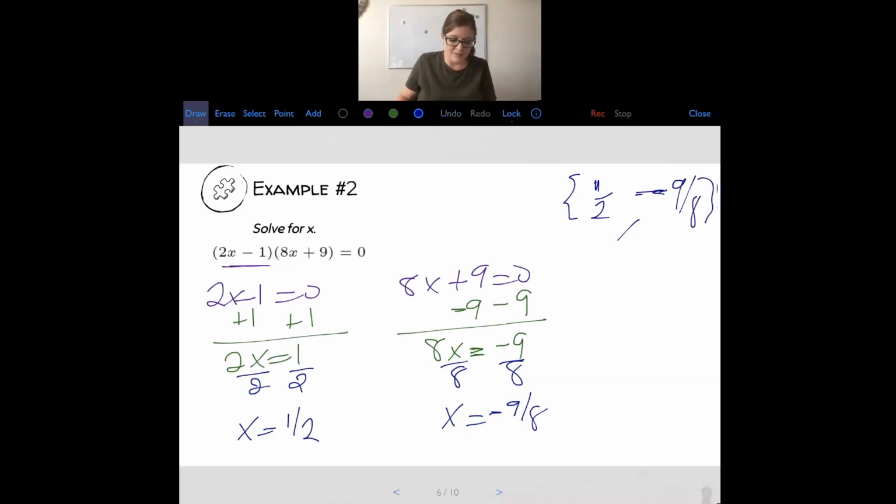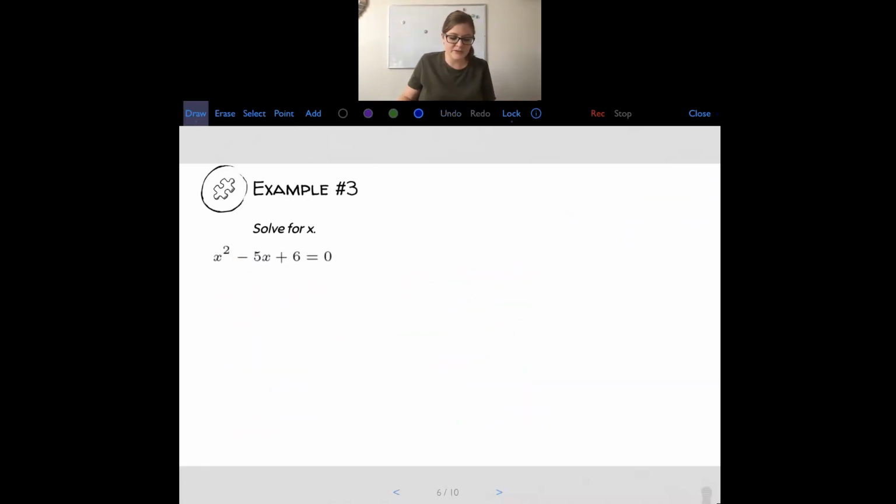Okay? Some more examples. So solve for x: x squared minus 5x plus 6 is equal to 0. If you're going to solve by factoring, you want to make sure that your quadratic equation is equal to 0 so that you can use the property we previously talked about. So to factor here, we're looking for two numbers that multiply to 6 and add to negative 5. In this case, we're looking for two negative numbers because it's adding to negative 5. So that's going to be negative 3 and negative 2.